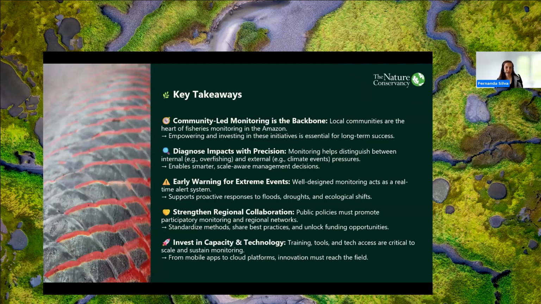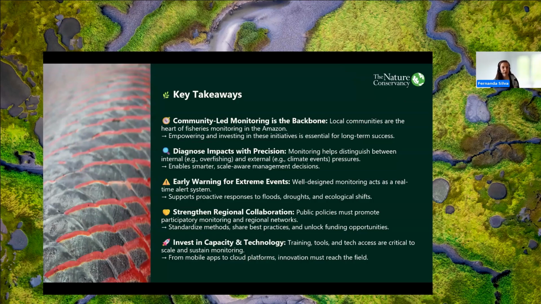As we reach the end, I would like to highlight some key messages from this work. The first one: it's clear that the backbone of Amazon fisheries monitoring is the local community. So valuing and strengthening these communities' initiatives should be a priority.